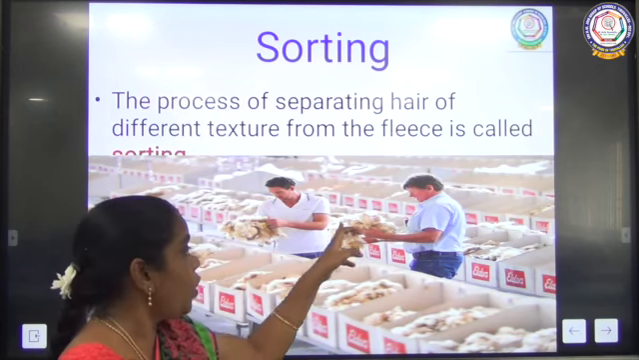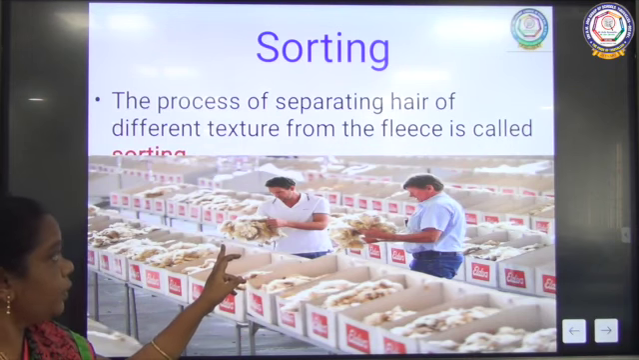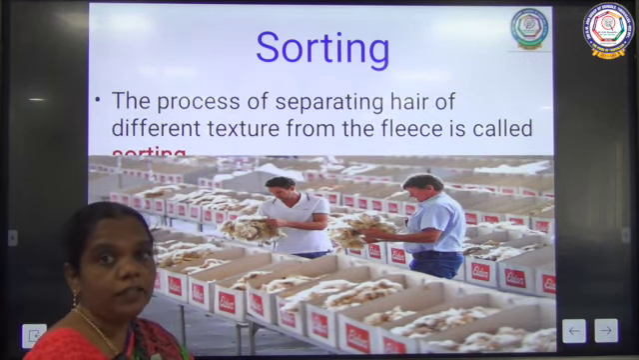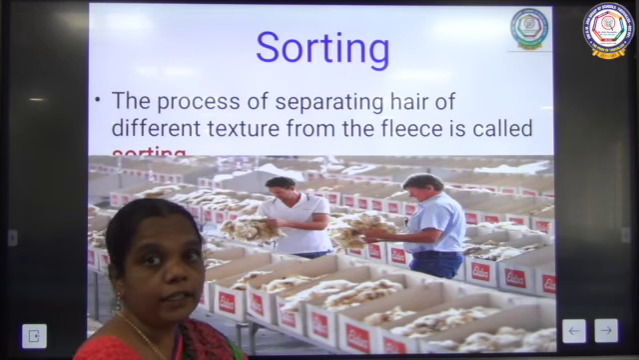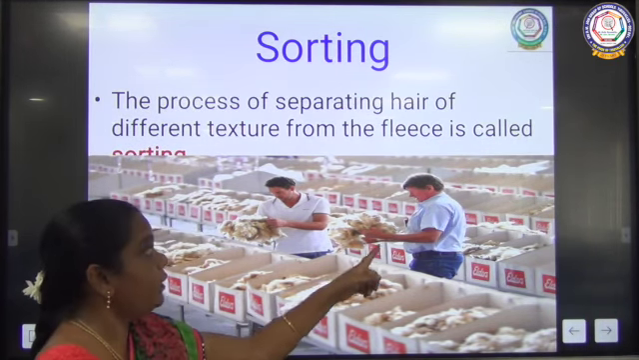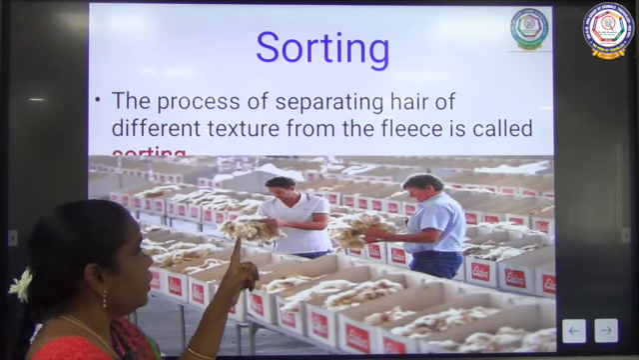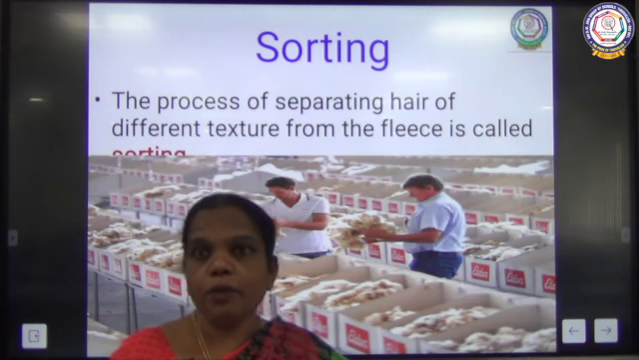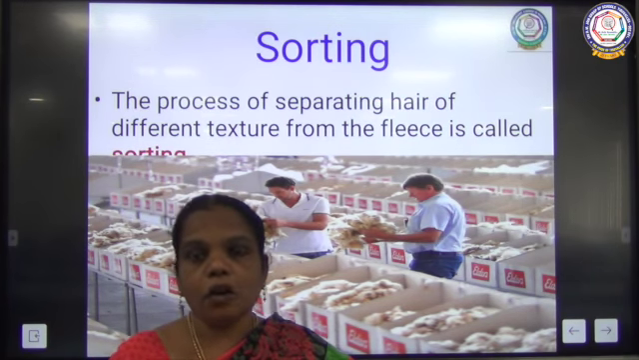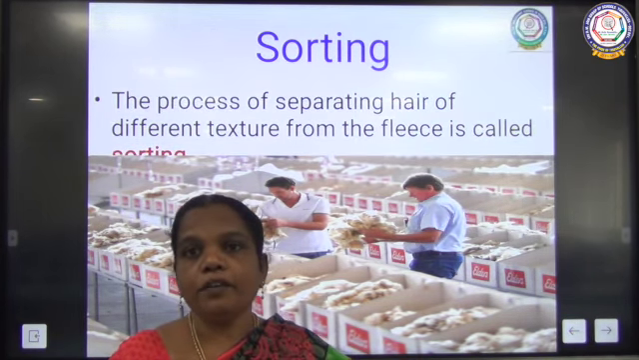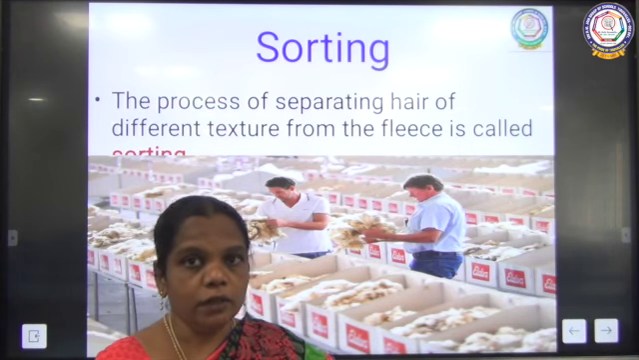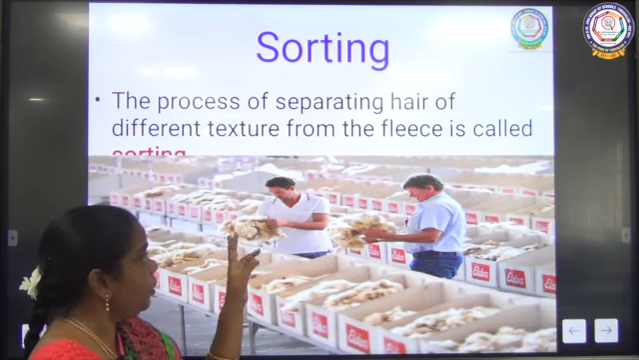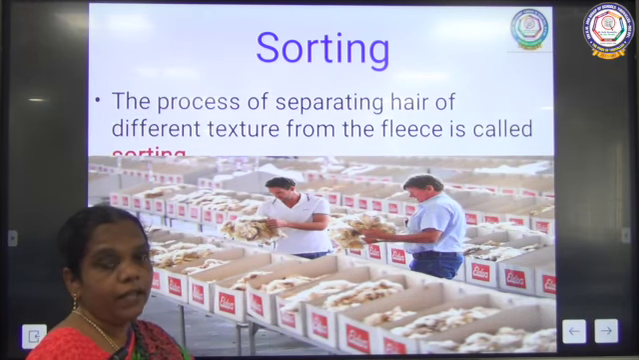So here we are going to sort. Now see the people. Based on the structure, roughness or softness or lightness, they are separating the wool. Now you see that, the cost of the wool is also based on the structure. If the wool is soft and light, it is costly. And if the wool is very rough and very short, it is low quality. The people are sorting based on the structure.